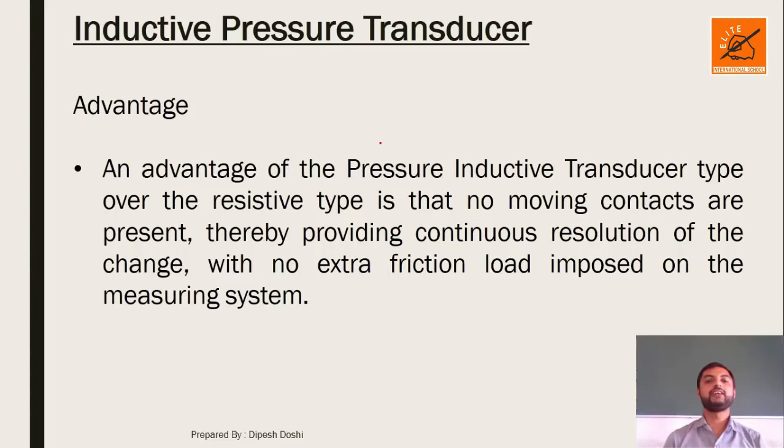There are some advantages of inductive pressure transducer, and those are that there are no friction losses, which we had in the resistive pressure transducer, because there are no moving parts. Because of no moving parts there is no wear and tear, so we can say that there is no friction.